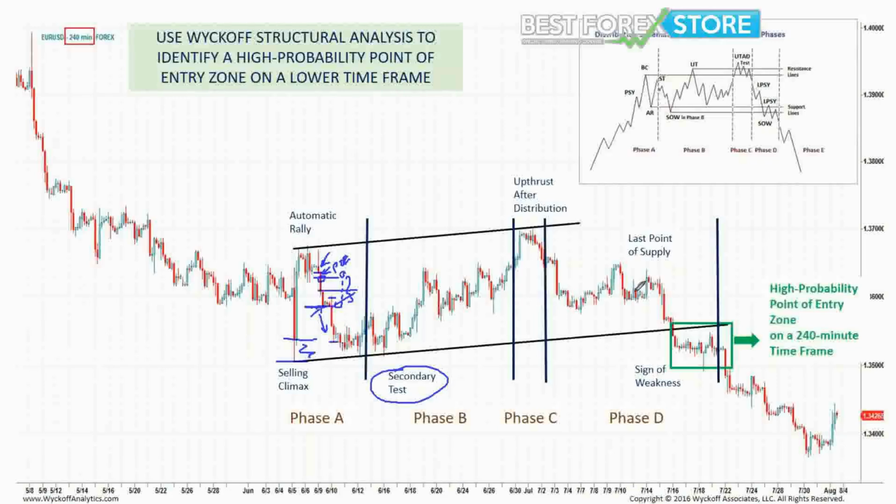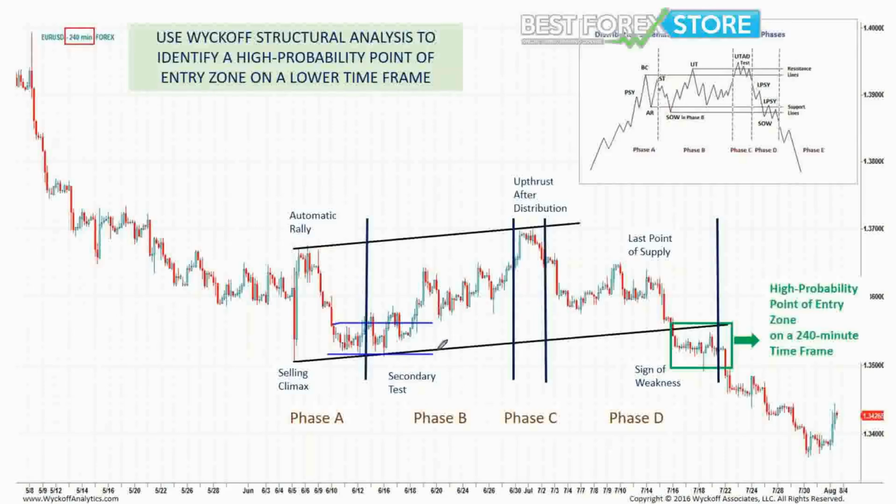Let's look at this from a different perspective. Let's say that we are here right now. Let's just continue this discussion with you. So we are experiencing a secondary test. There is a structure here by itself. So we know that after the secondary test, what should happen structurally in the larger range?